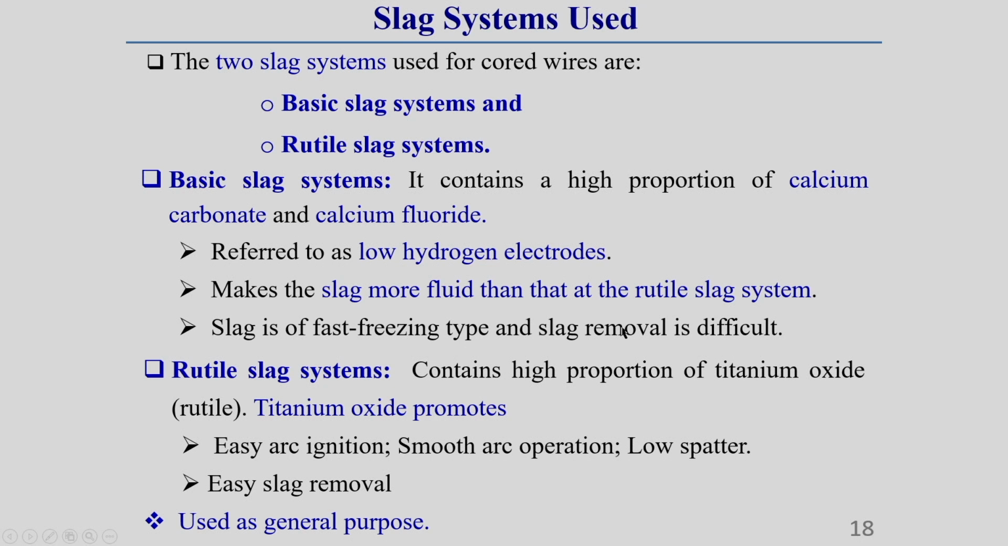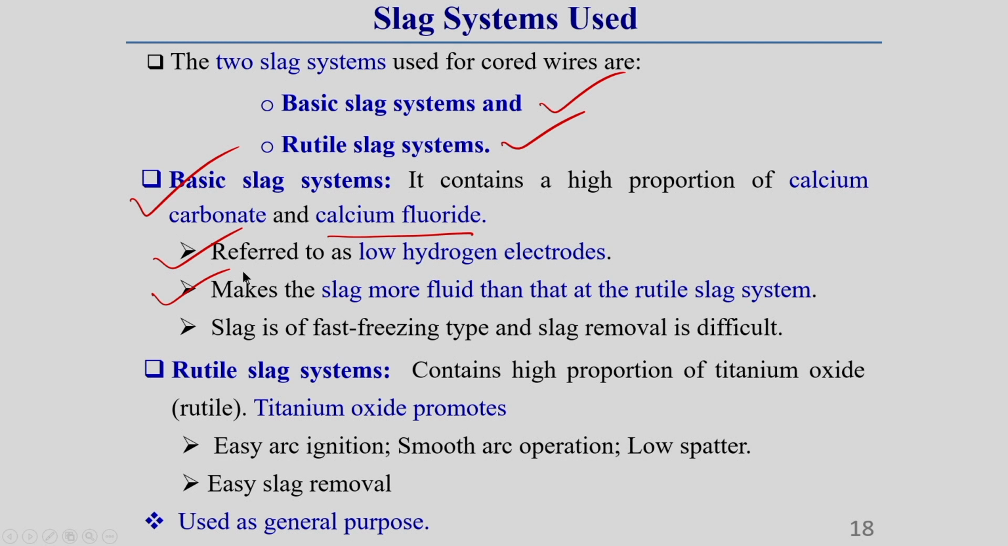Now, this slag system which is used in this welding process can have two basic categories. One is called basic slag system, another one is called rutile slag system. What is basic slag system? Basic slag system consists of a high proportion of calcium carbonate and calcium fluoride, just keep this in mind. So, basic slag system contains calcium carbonate and calcium fluoride. It is also referred to as low hydrogen electrode.